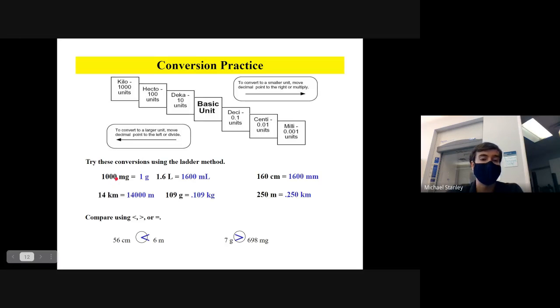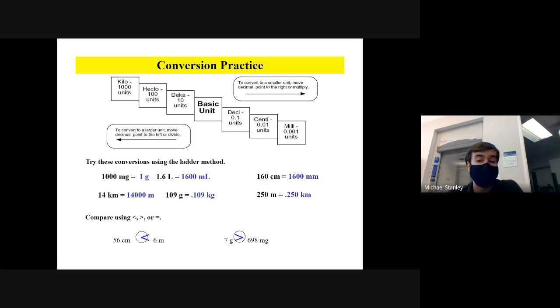So it starts off right here, right at the very end of our whole number. And then we're going to move 1, 2, 3 spaces to the left. So now we don't have 1,000 anymore. Now we have 1.000, which is the same thing as 1. So 1,000 milligrams is the same as 1 gram. We jumped 3 spots to the left on our ladder. So we moved our decimal point 3 spots to the left on our numbers.